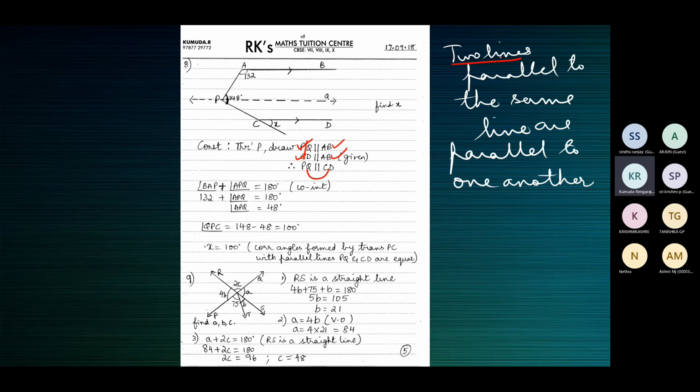See here, two lines. Which are the two lines? See here, PQ is parallel to AB and CD is parallel to AB. So PQ and CD are the two lines. Two lines parallel to the same line. So PQ and CD, both of them are parallel to the same line AB. Then what is the result? Are parallel to one another. So that means the two lines are parallel to one another. So PQ is parallel to CD.